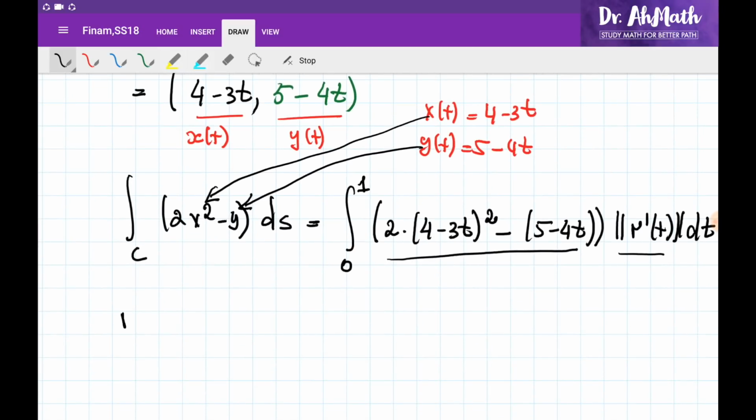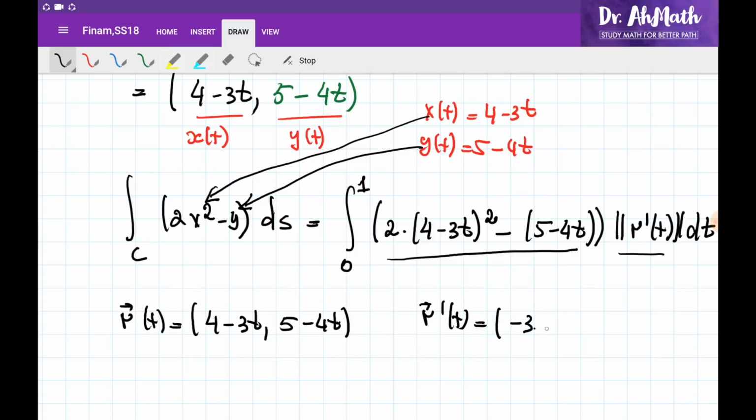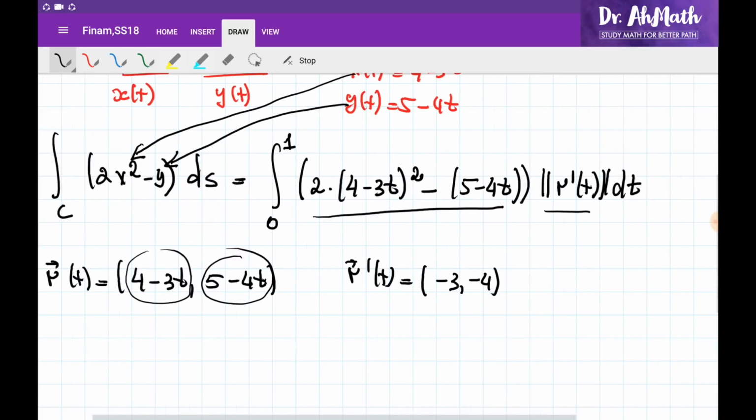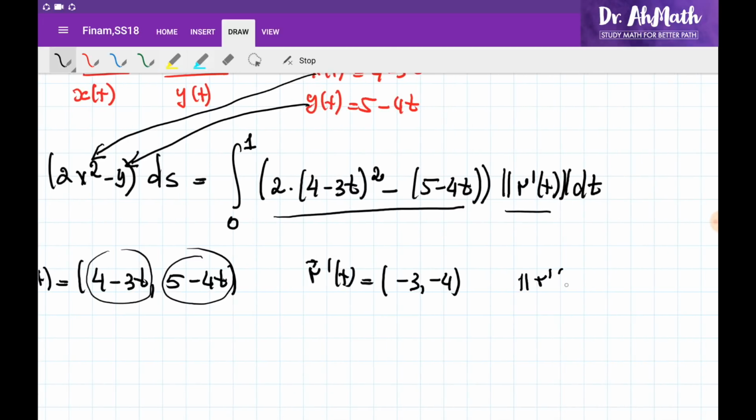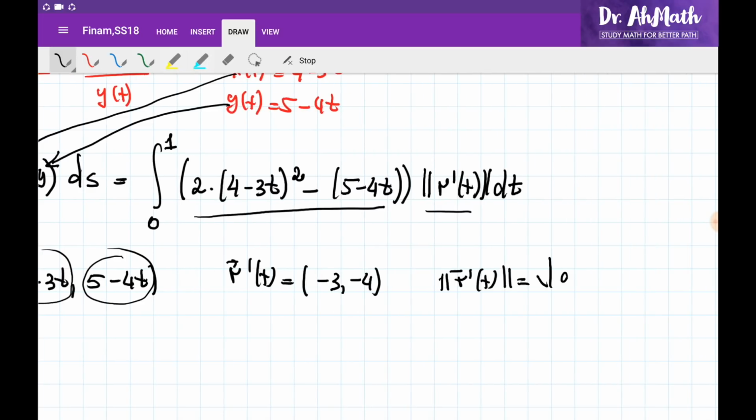If r of t is given as the vector 4 minus 3t and 5 minus 4t, then r prime of t is equal to minus 3 and minus 4. So the derivative of this function is minus 3, and the derivative of this function is minus 4. Its magnitude, the magnitude of r prime of t, is going to be the square root of the first component squared, which is 9, plus the second component squared, which is 16. We add them and take the square root, which is the square root of 25, which is 5.